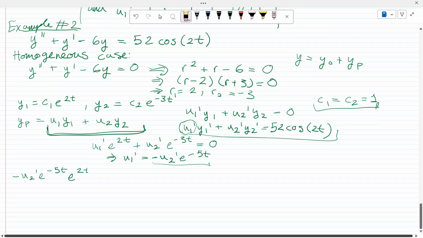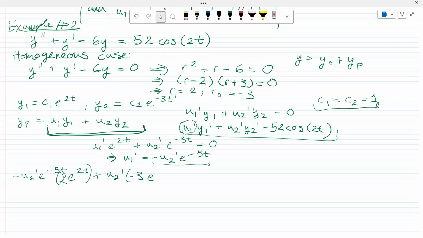Times e to the 2t plus u2 prime times e to the negative 3t. Okay. Oh wait, we also need to take the derivative. So this is going to be 2e to the 2t, then here we have negative 3e to the negative 3t. Okay, cool.